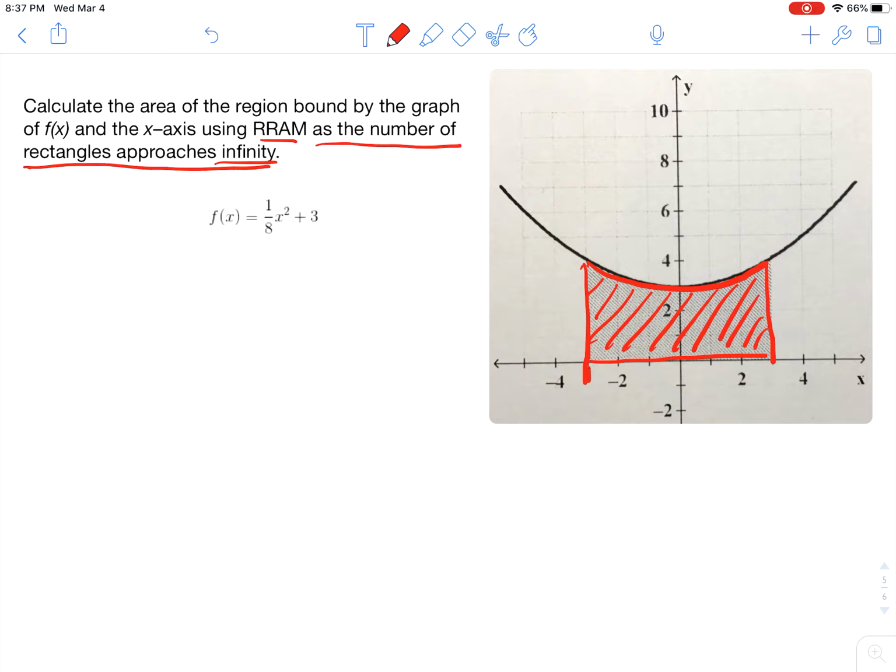And we see that our left bound here is from -3 to the right bound, which is +3. And here is our function f of x.